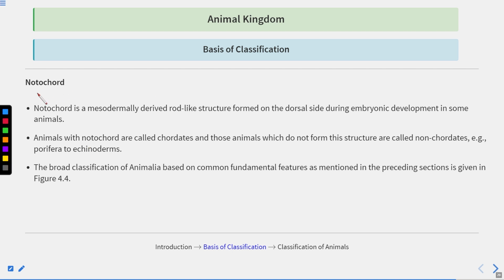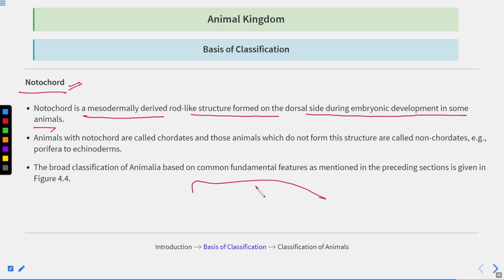Presence of notochord. Next particular characteristic is the notochord. The notochord is a mesodermally derived rod-like structure formed on the dorsal side during the embryonic development in some animals. So if suppose this is an animal, then you can see this dorsal notochord like this. Dorsal notochord.